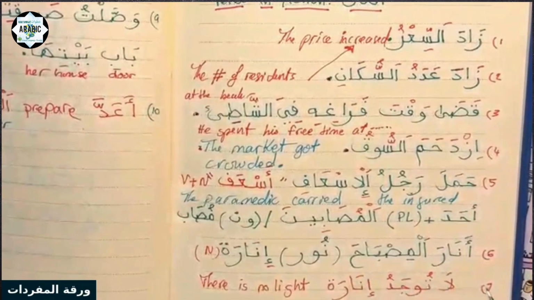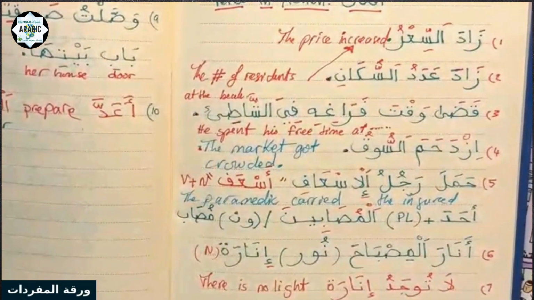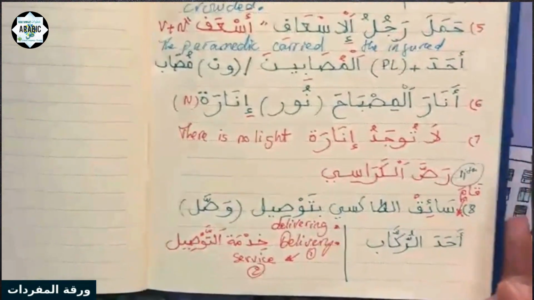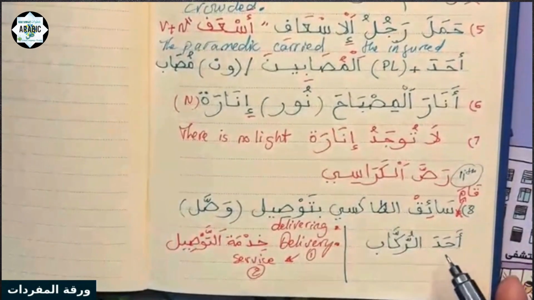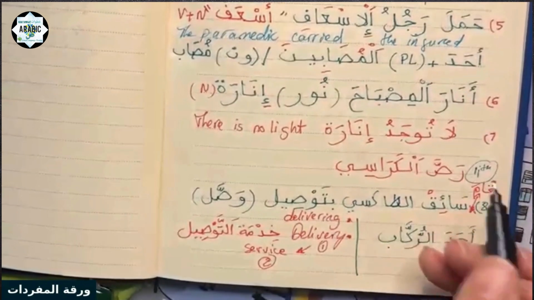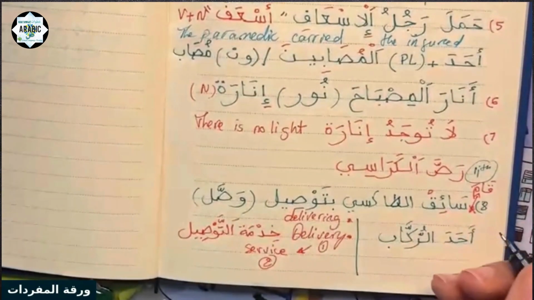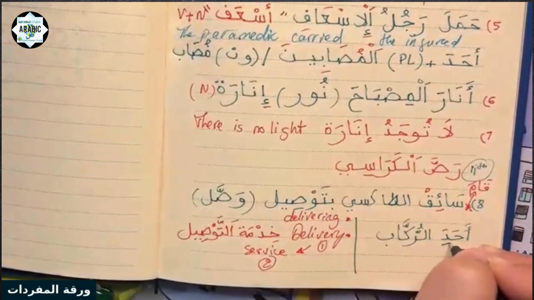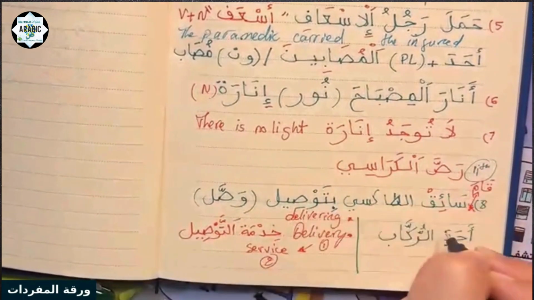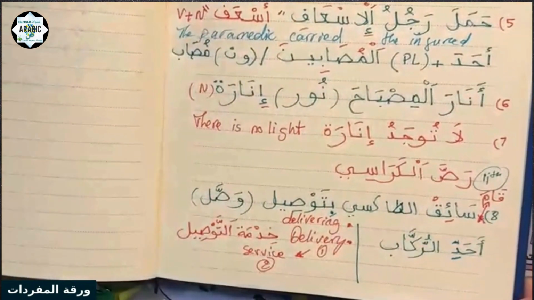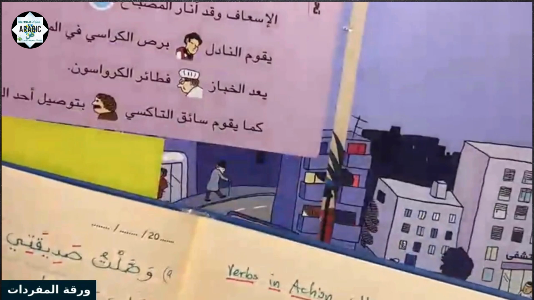أنار المصباح. لا توجد إنارة. رص الكراسي. سائق التاكسي بتوصيل, and I need to use قام or يقوم. بتوصيل من؟ بتوصيل أحد الركاب. And I have to say بتوصيل أحد الركاب because I have B over here, so it's not أحد. بأحد الركاب. توصيلي أحد الركاب. صحيح.